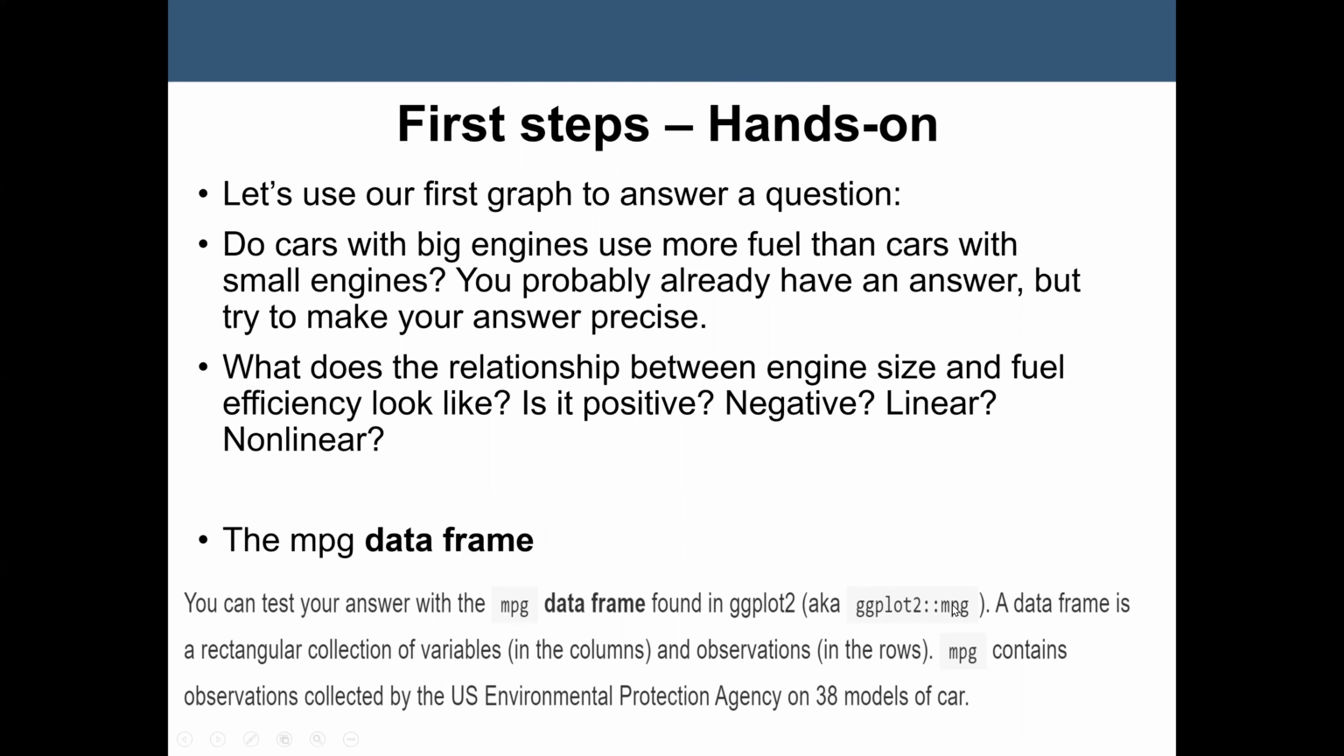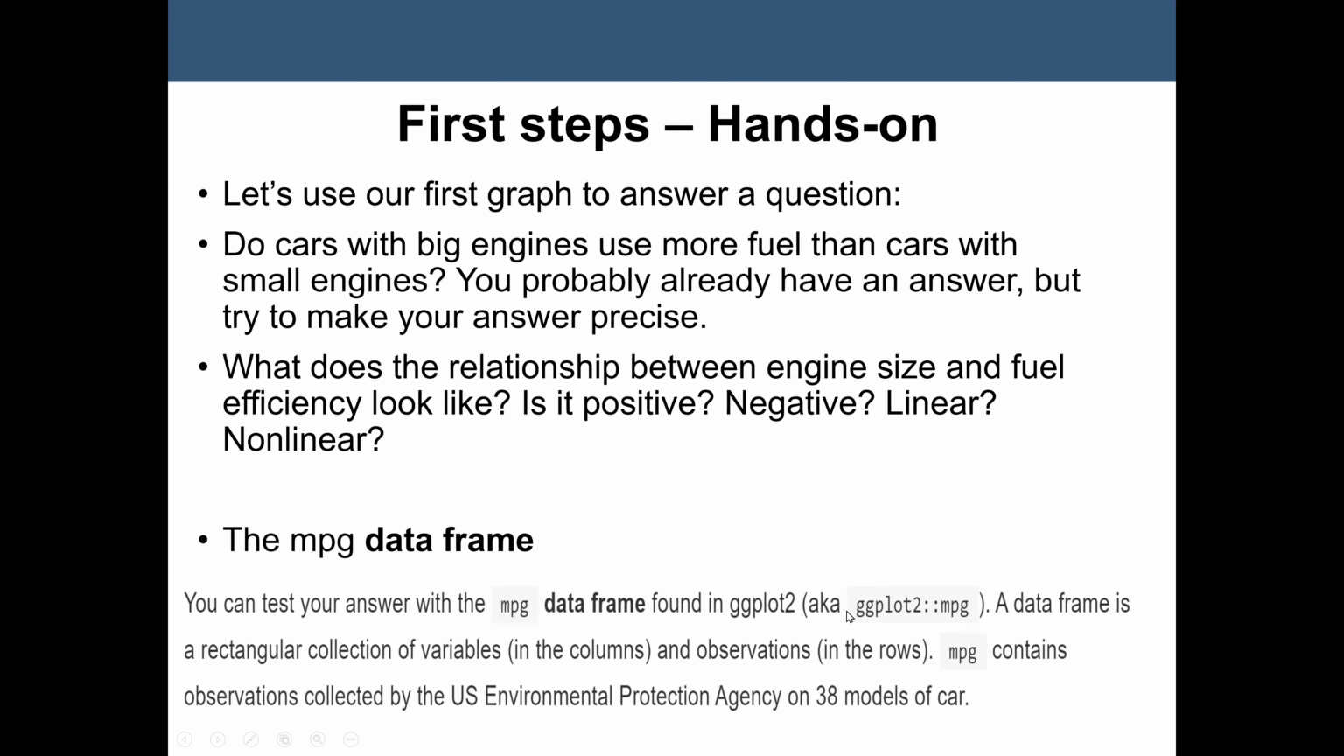So a data frame is a rectangular collection of variables in the columns and also observations in the rows. So it's more or less a table. A table consists of rows and columns. The columns will be our attributes and the rows will be our records. So a data frame, again, is a rectangular collection of variables. It's more or less like a matrix also.